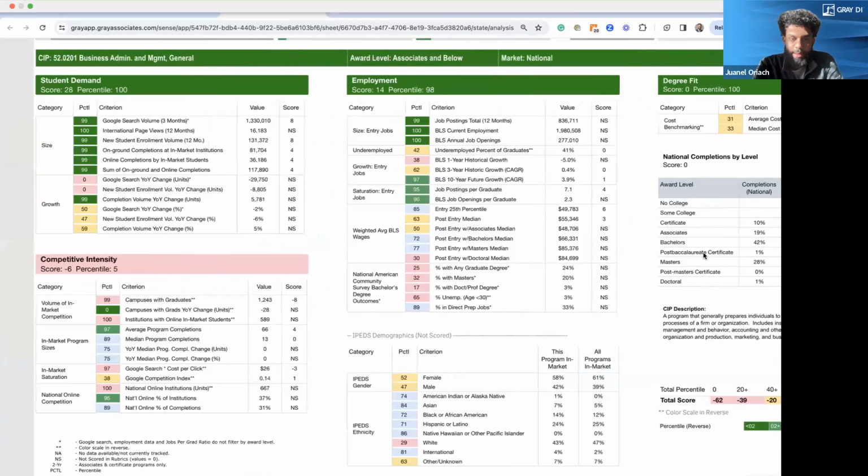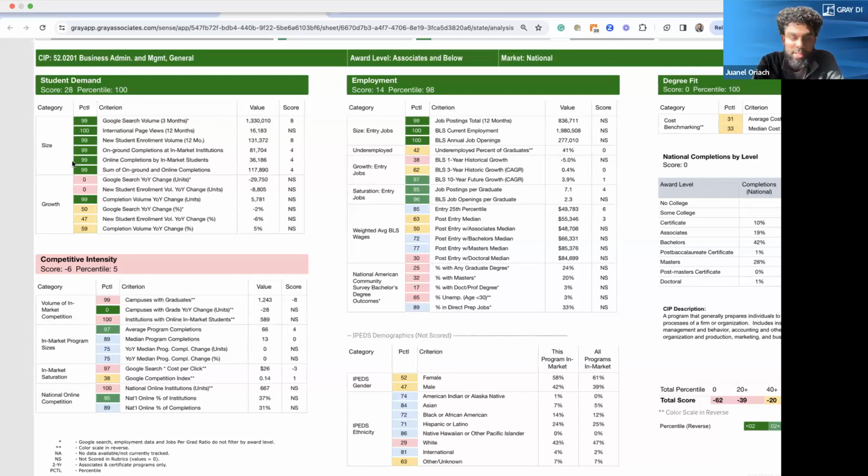So really quickly, I'll highlight some of the metrics that pop out to me here. Very strong size metrics under complete student demand. So this is a very large area, right? Whether it's Google search volumes being very large. And again, it's very easy for me to say this is very large, because when I see this 1.3 million for Google search volumes, I know that this 1.3 million for this zip code is at the 99th percentile, right? So meaning nationally, not many other programs were able to have a higher Google search volume than this.